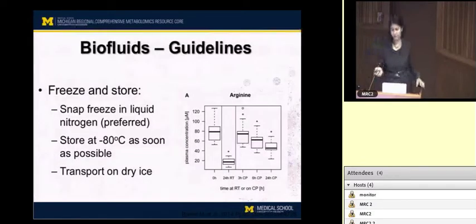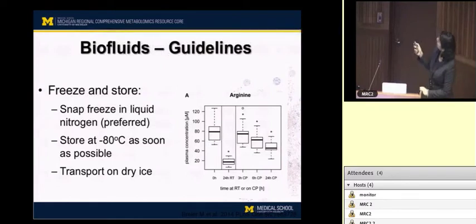For biofluids, you want to snap freeze in liquid nitrogen, store at -80, and transport on ice. Here again, I'm showing you an example of plasma, arginine. At room temperature, after 24 hours, you can see the arginine levels drop. If you keep it on a cool pack for 3 hours, 6 hours, 24 hours, again, time of processing, time, and lower temperature than -80 all have influences on your metabolites.